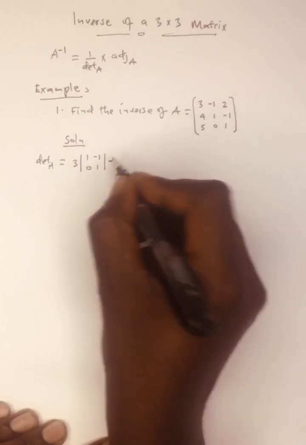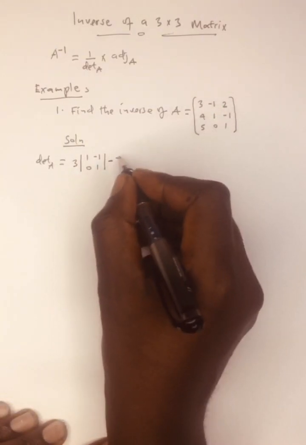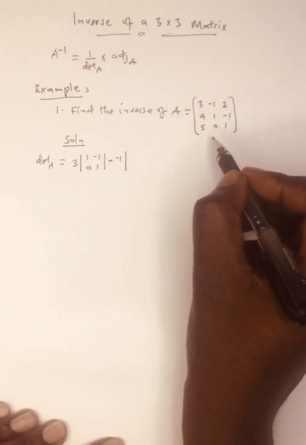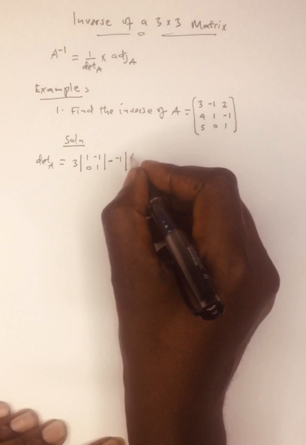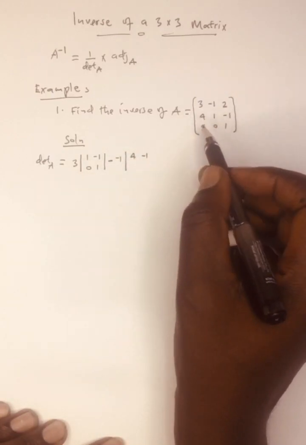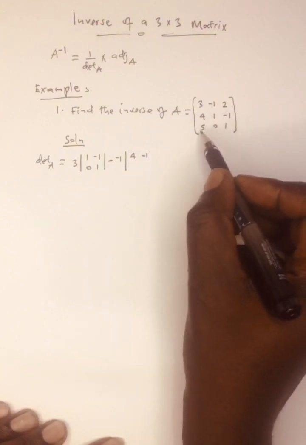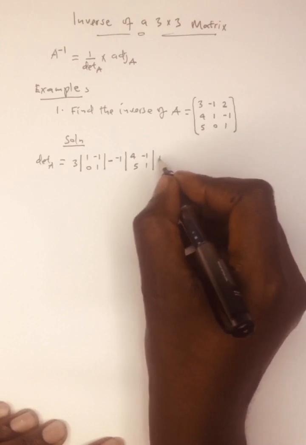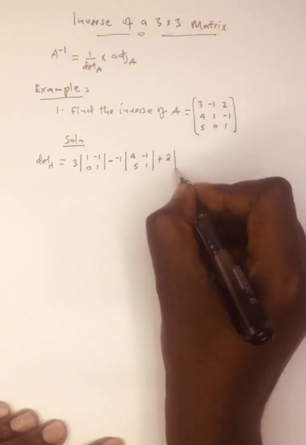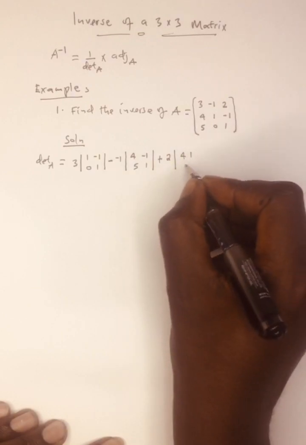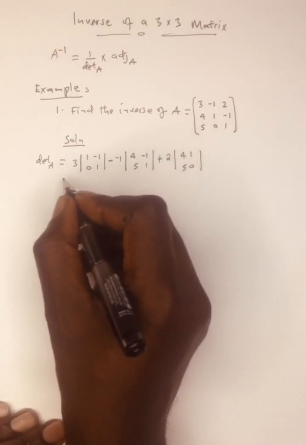Then you're going to subtract the second element, that is negative 1. When you cover the row and the column for negative 1, you get 4, negative 1. The other one that you get is 5, 1. Plus the third element, that is 2. Cover its row and its column, you're left with 4, 1, 5, 0. So let us work this out.